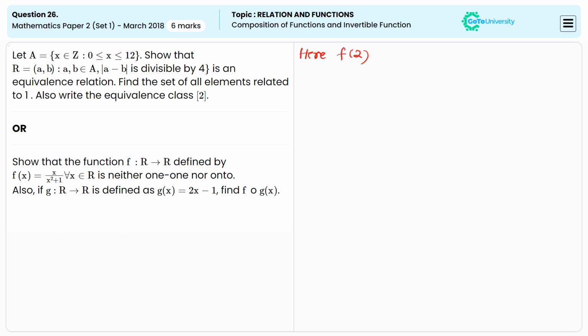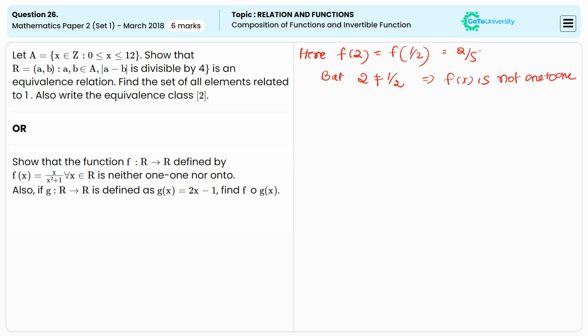Here f of 2 is equal to f of 1 by 2. Both are equal to 2 by 5. But we know that 2 is not equal to 1 by 2. So which is evident, f of x is not 1 to 1.